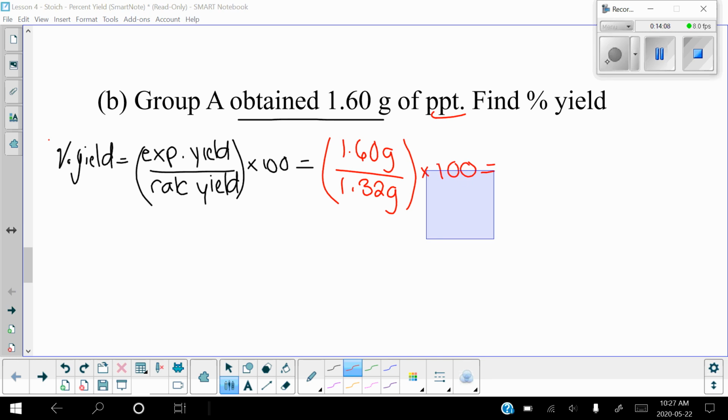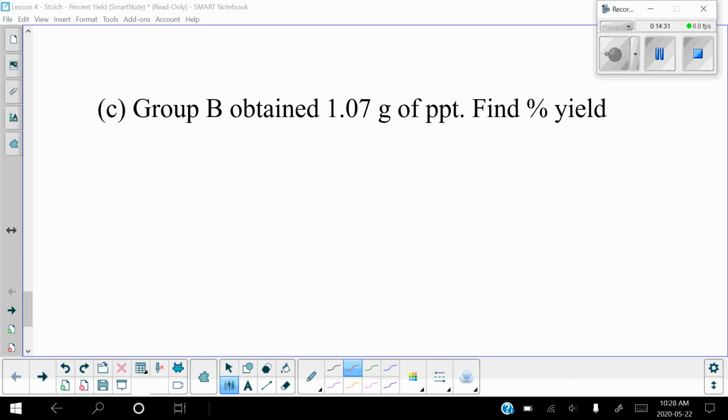Okay, and if we round this to the nearest percent, or 3 significant digits, I get 121%. Now, a lot of kids will be like, oh, that's fantastic. We made more than we were supposed to. However, I'll show you at the end what matters more. Okay, so we're going to be looking at another group and comparing the two answers after.